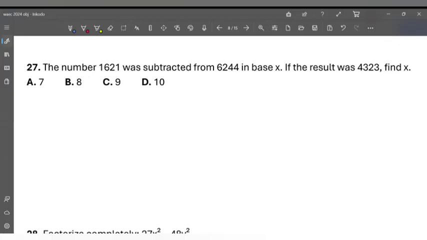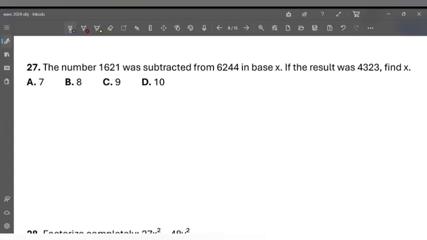Question number 27 is on number bases, and it says that the number 1621 was subtracted from 6244 in base x. Now, if the result was 4323, find x. This question may be confusing to some persons, but it's actually easy. It involves your knowledge of number bases and your use of common sense.